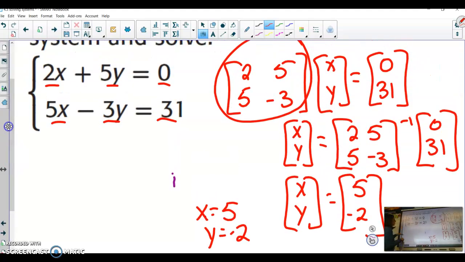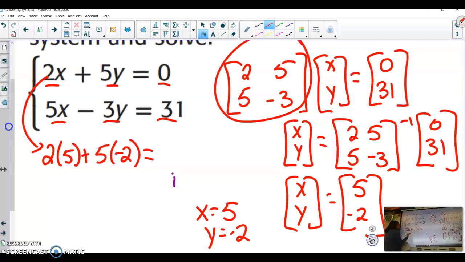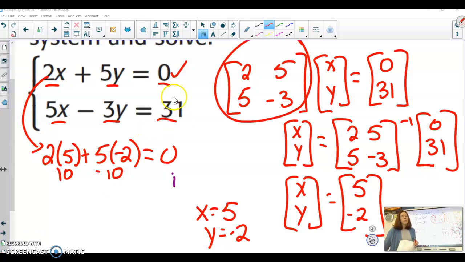And if you check that really quickly, like if I use this one, 2 times 5 plus 5 times -2, you can see 10 minus 10, that does in fact make 0. And if you plug those numbers into the other equation, you will also see that those make 31 as well.